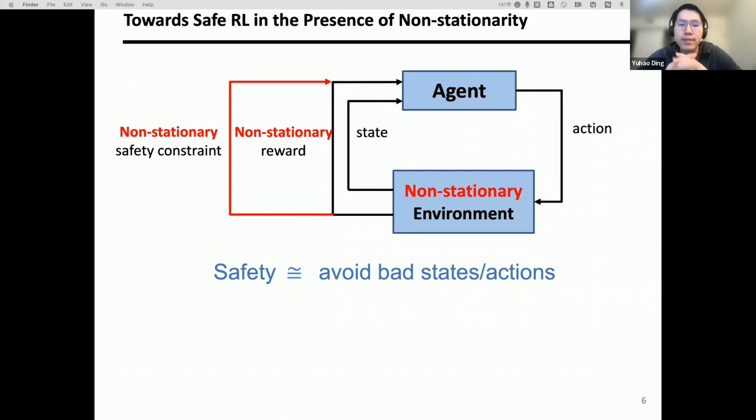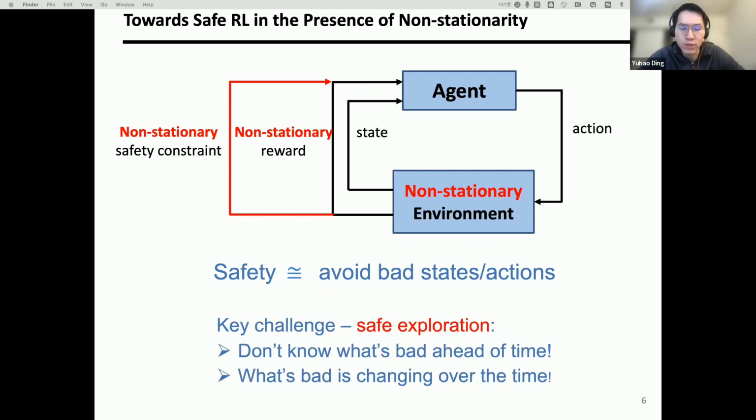In particular, we will consider the interaction of the agent with a non-stationary environment, which provides not only the reward signal, but also feedback on the safety requirement. The safety constraint feedback will require the agent to avoid the bad states or bad actions while doing the exploration. In addition, due to the time-varying nature, this reward and safety constraint signal may also be time-varying, and therefore the agent is not only unaware of what is bad ahead of time, but also needs to keep updating its beliefs on the safety requirement, because what is bad is also varying over time.